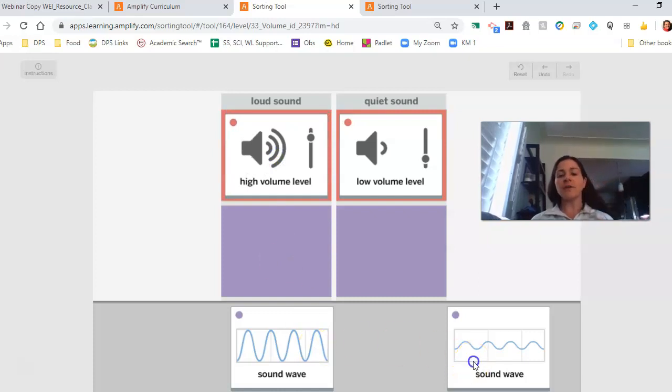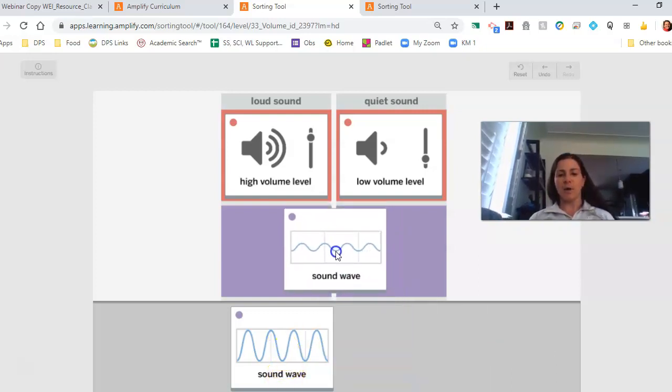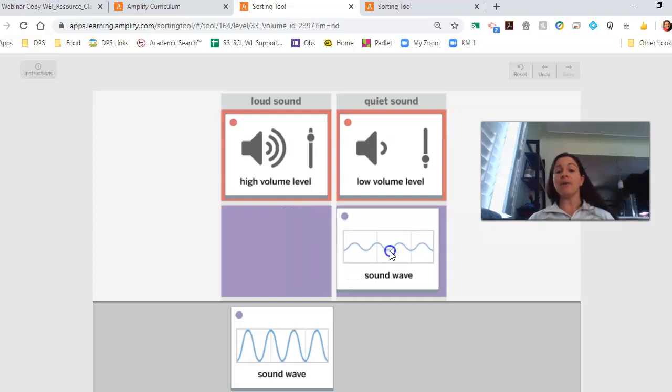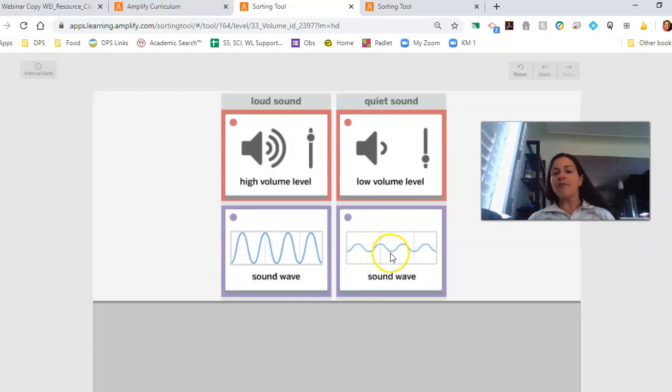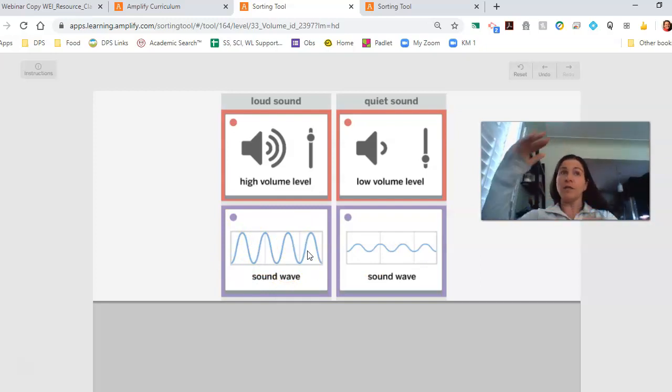Now we have two different images of waveforms. So I've got a taller image and a shorter image, different amplitudes. I want you to say out loud where you think I should put this one. I bet you got this right, and I bet you said quiet sound for this. Because if I look at these two images, I've got very low amplitude here, and we know that low amplitude happens when it's a quiet sound. I've got higher amplitude here, and we know that higher amplitude, we saw this in the simulation, is a louder sound.